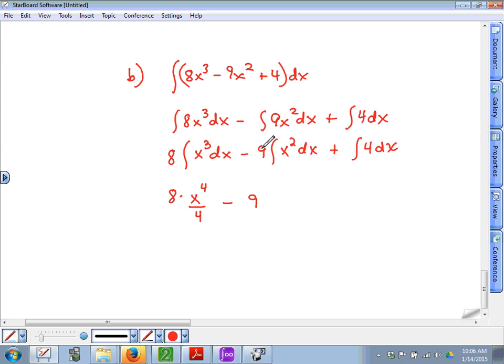So the 9 isn't part of the integration process. We took it out, so it's just going to stay 9. So it's 9 times x to the third over 3, plus 4x, plus c. And then simplify. 8 over 4 is 2. 9 over 3 is 3.